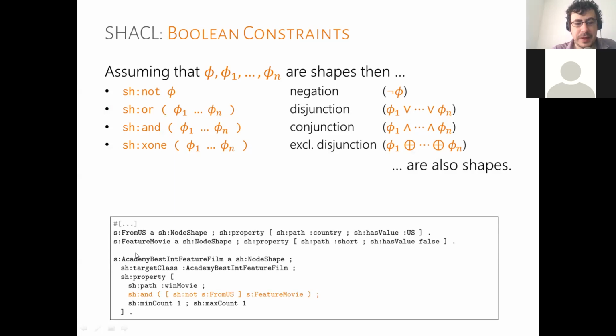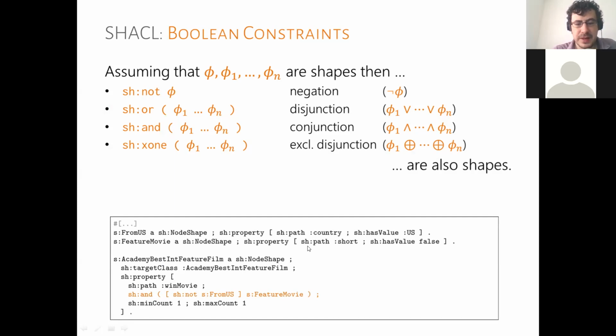So for example, if we have a shape, Academy Best International Feature Film, and we say that we're targeting the analogous class, we can say that each of these movies, the movies that win this award for international feature film, must satisfy the shape of not from the US and a feature movie, okay?